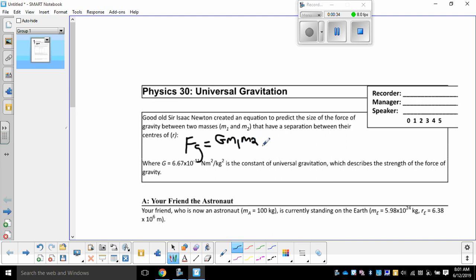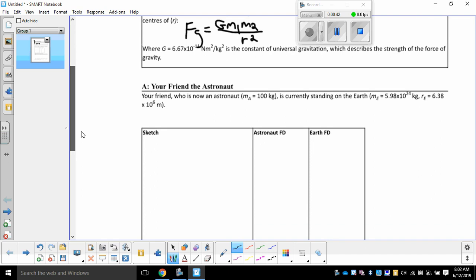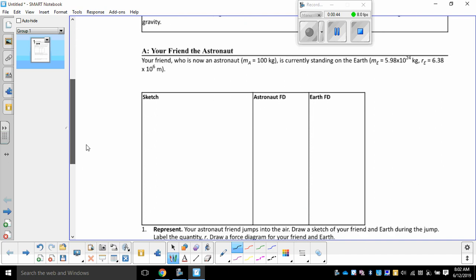Okay, so that's a formula hopefully we've seen before. What it asks here is what's happening in terms of the forces. You have the Earth, and we have some astronaut standing on the Earth. Draw a sketch of your friend and the Earth during the jump. Label the quantity r, draw a force diagram.